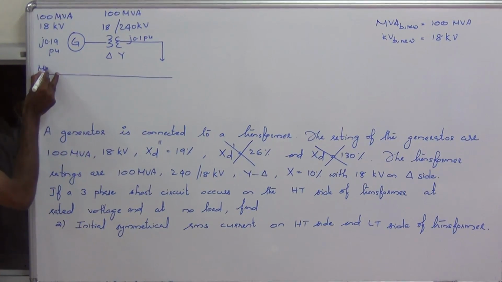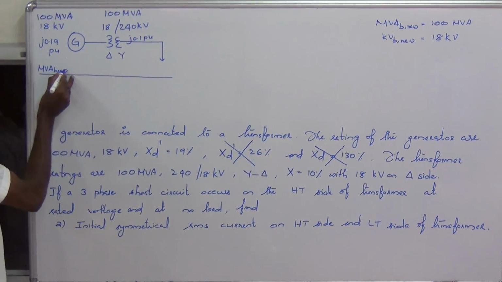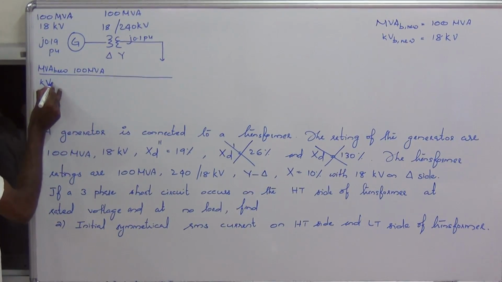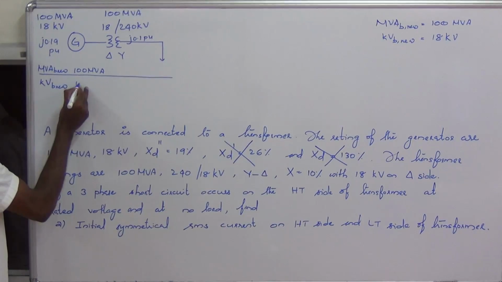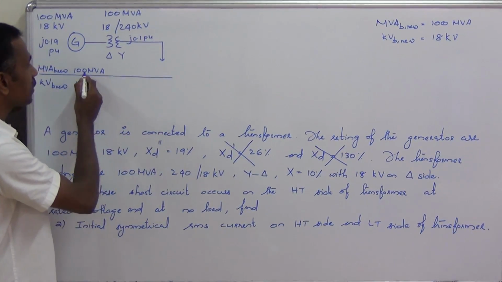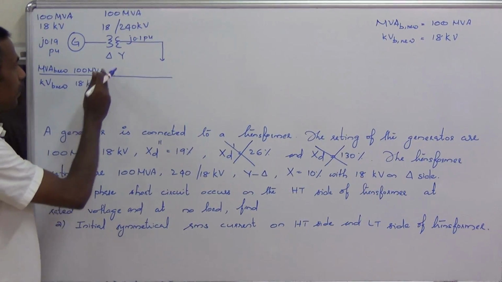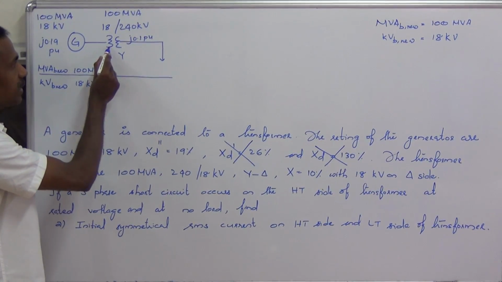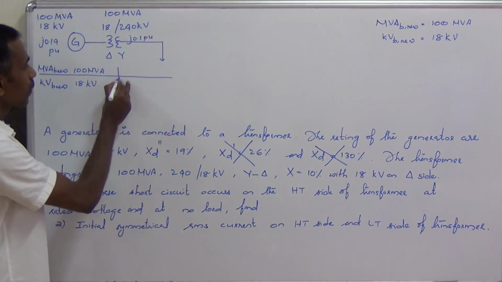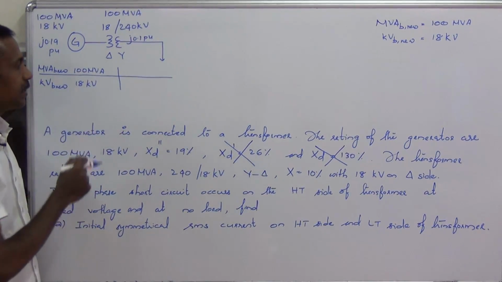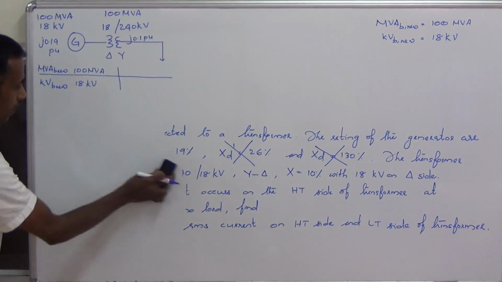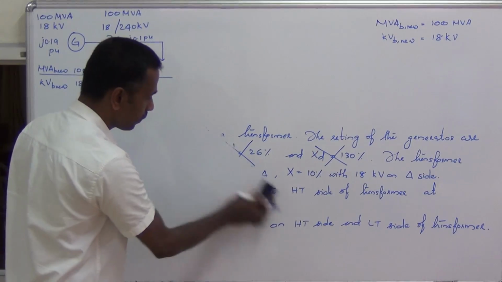Now the MVA base new equals 100 MVA and KV base new equals 18 kilovolt. Now throughout this power system, the MVA base will be 100. But when you move from one side to the other side of a transformer, the voltage will change. So this KV base new will change. Now let us find out what is the KV base new on the high tension side of the transformer.